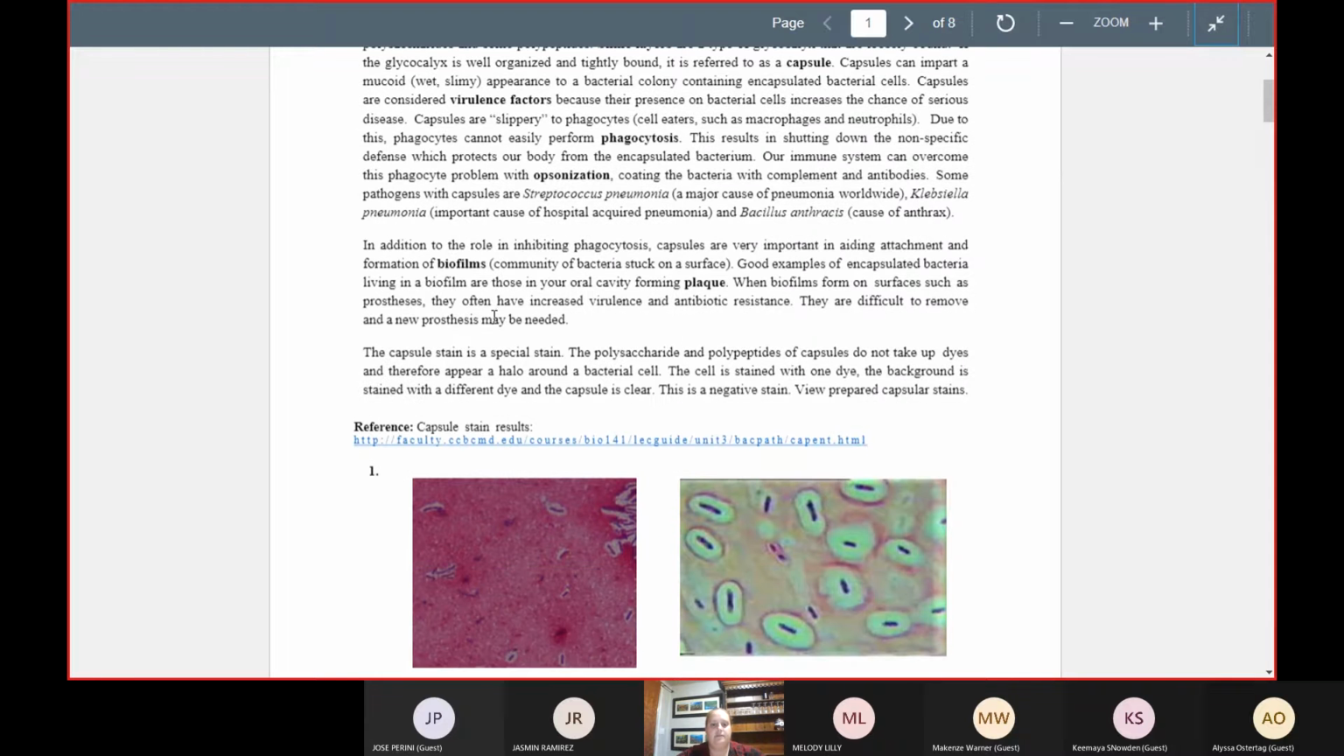So capsules on individual bacteria are one thing. When you get a whole group of them, it forms what's called a biofilm.